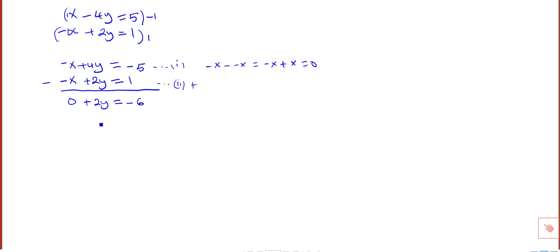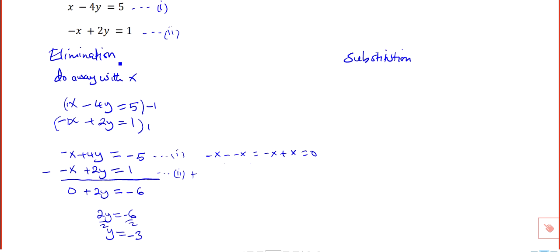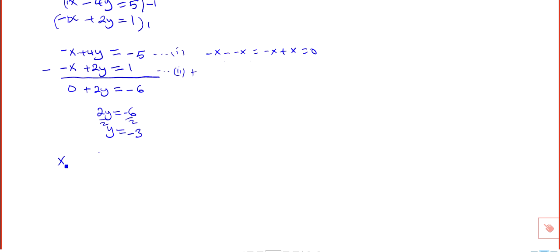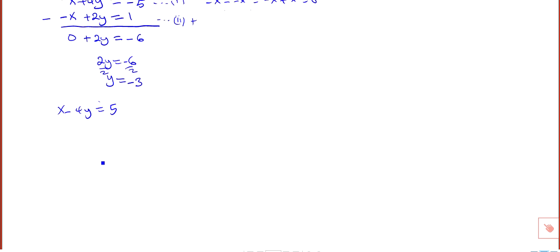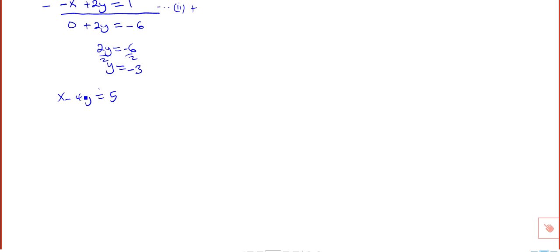So 2y is equal to -6, and if you divide both sides by 2, you get y is equal to -3. Now since y is -3, I come back to my equation 1 and write x minus 4y is equal to 5. Since y is -3, where there is y here, I put -3, so I shall have x minus 4 times -3 is equal to 5.